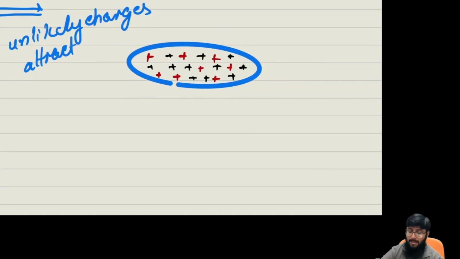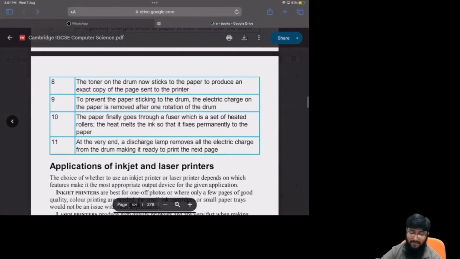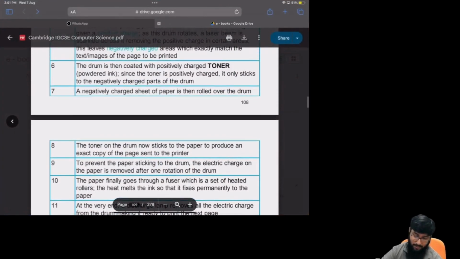Just after that, a paper sheet is given a negative charge. Yeah, a negatively charged sheet of paper. So the paper sheet is given the negative charge and is now rolled over the drum. So the entire positive charges will be sticking to the paper because it's negative. So unlike charges are going to attract each other. So all the positive charges are going to stick over the paper, some with toner and some without toner.